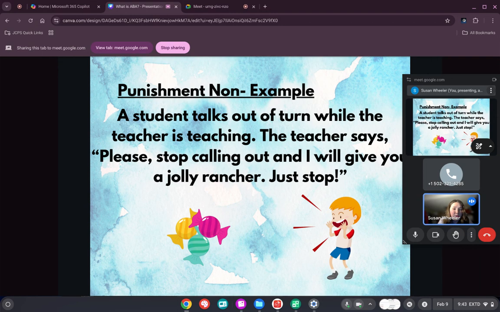A non-example would be a student talks out of turn while the teacher is teaching. The teacher says, "Please stop calling out and I will give you a Jolly Rancher, just stop." This is just a bribe. And like I said before, bribes don't work and they're more of a reactive measure than a proactive measure.